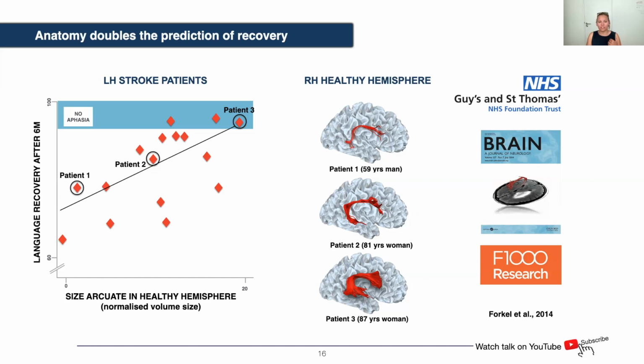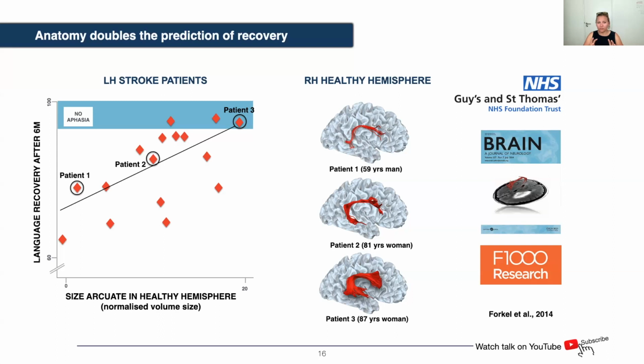The first one did not recover language well 6 months after the symptom onset, and we can see that the arcuate fasciculus on the right side is rather small. The second patient did better and recovered slightly better with a slightly thicker connection in the right hemisphere. And then patient number 3, according to the Western Aphasia Battery, is fully back to normal, and that patient has a really thick, strong connection in the right hemisphere.